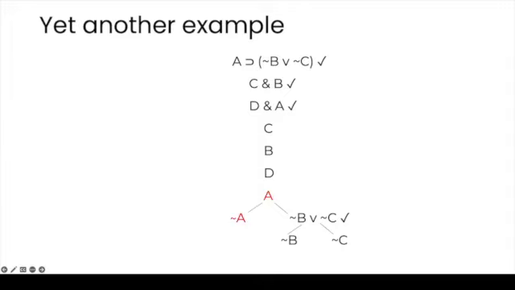The leftmost path contains both A and not A. This is not a viable assignment. So we close it off with an X. The center path has B and not B, so we close it off too. And the same goes for the rightmost path, but now with C and not C.